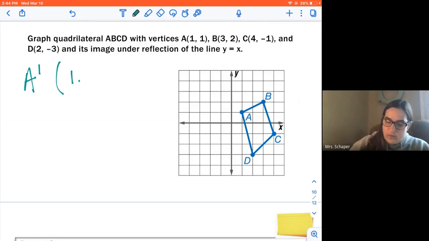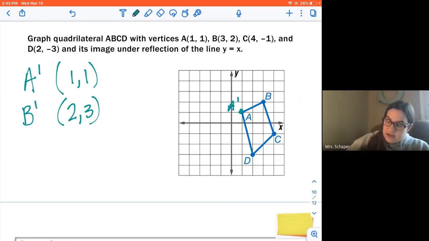Oh, look at that. 1, 1. That doesn't even move. It stays as A prime. If I go to B prime, I switch spots. It now becomes 2, 3. So I go over 2, up 3. There's B prime. C prime, 4, -1 now becomes -1, 4. -1, 1, 2, 3, 4.